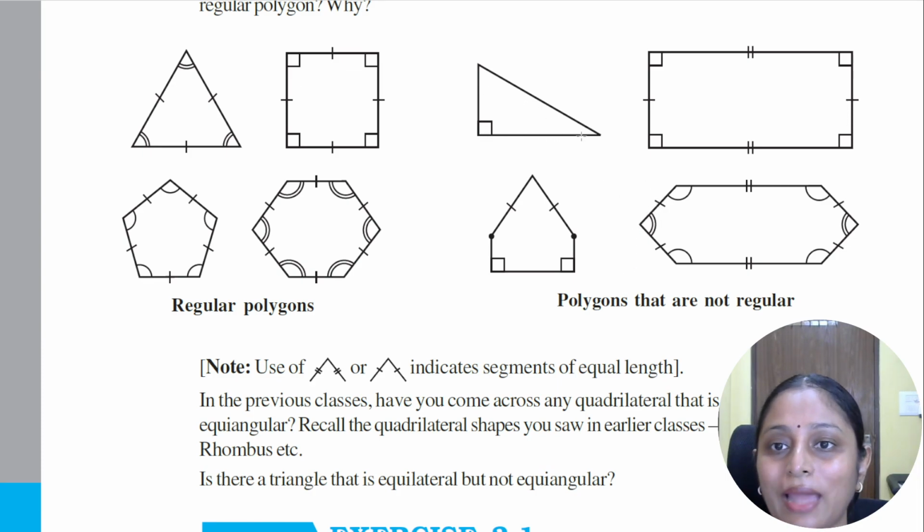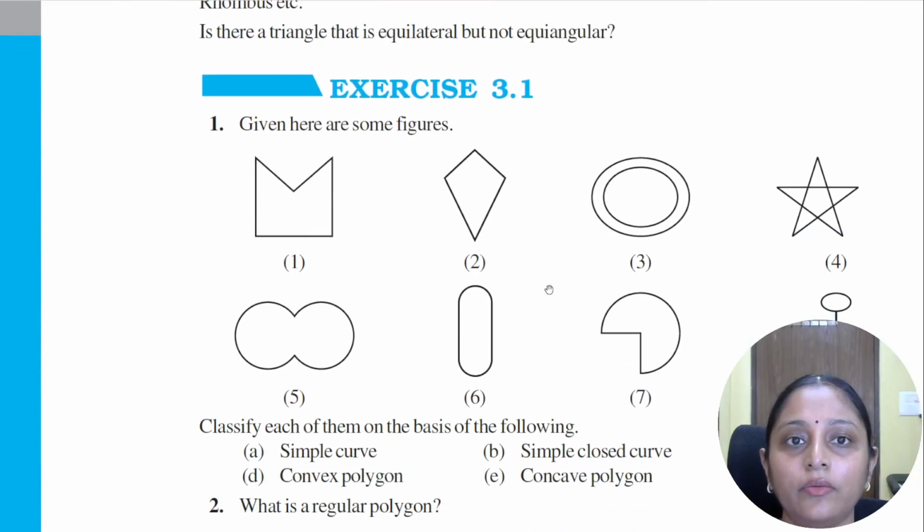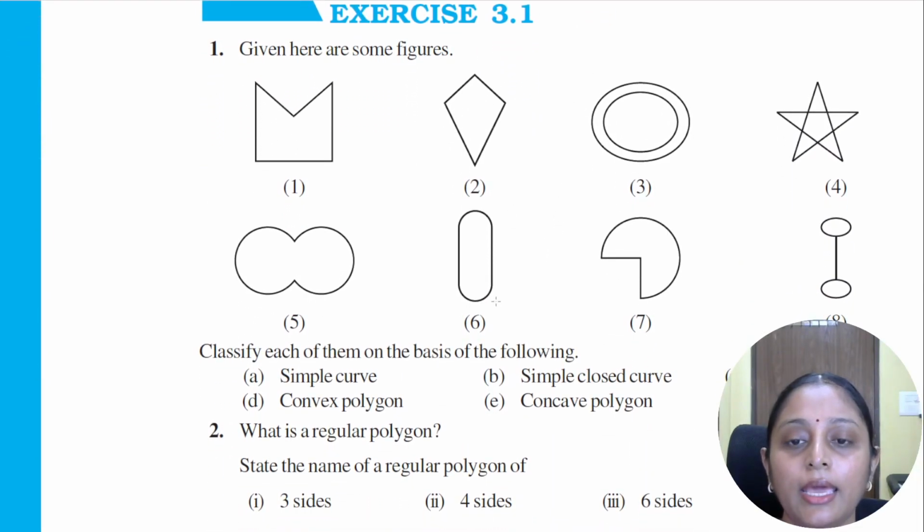You can see that all angles are not equal in this case, all sides are not equal in this case, and in this case again all angles or sides are not equal, and so on, right? So with that we finish the discussion for 3.1. Let us start the exercise.